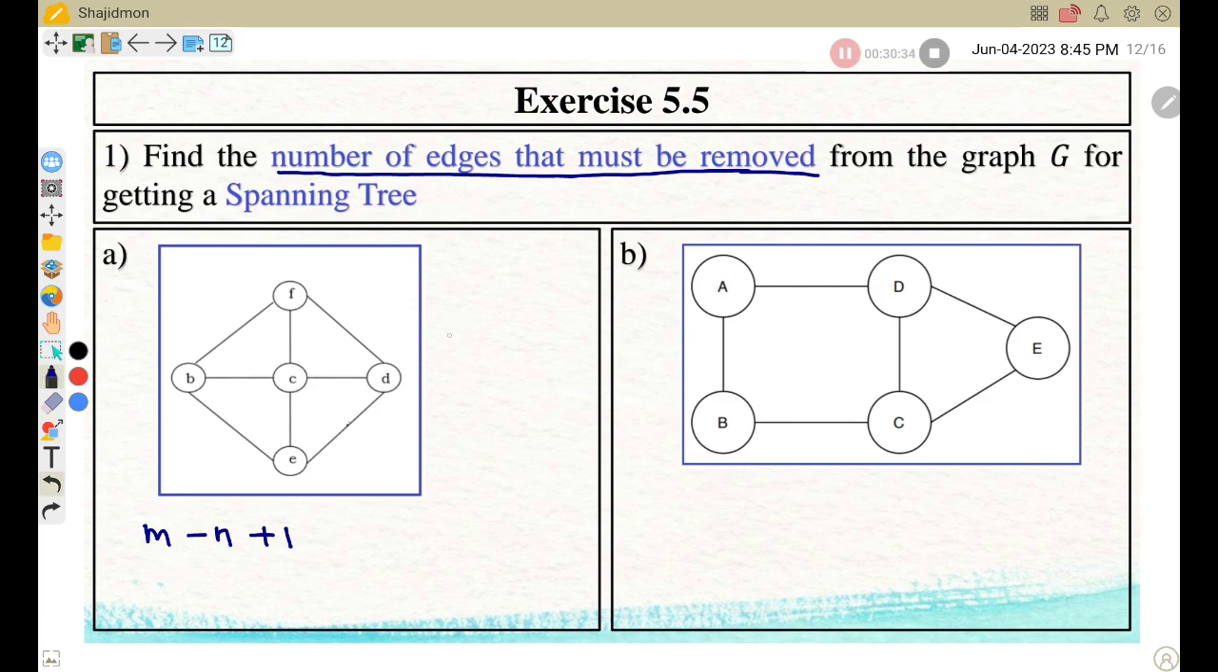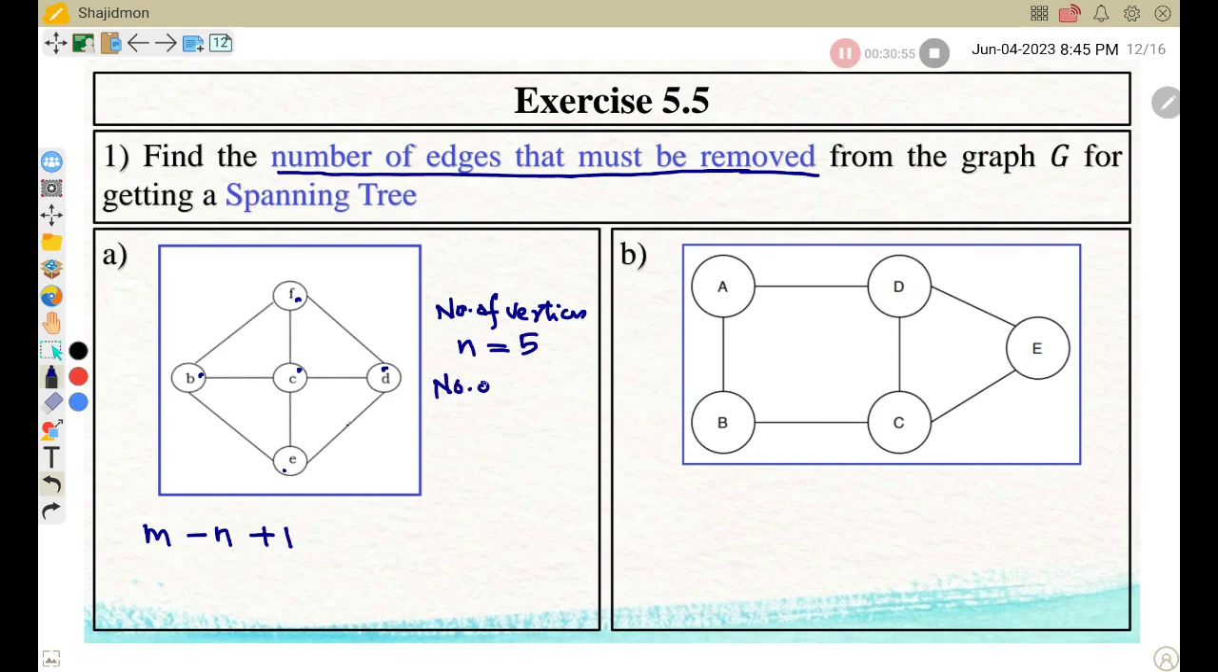What is the meaning of M? Number of edges. What is the meaning of N? Number of vertices. Okay, so number of vertices first. N equals the number of vertices. How many vertices are there? 1, 2, 3, 4, 5. Correct? A, B, C, D and E. So we have 5 vertices.